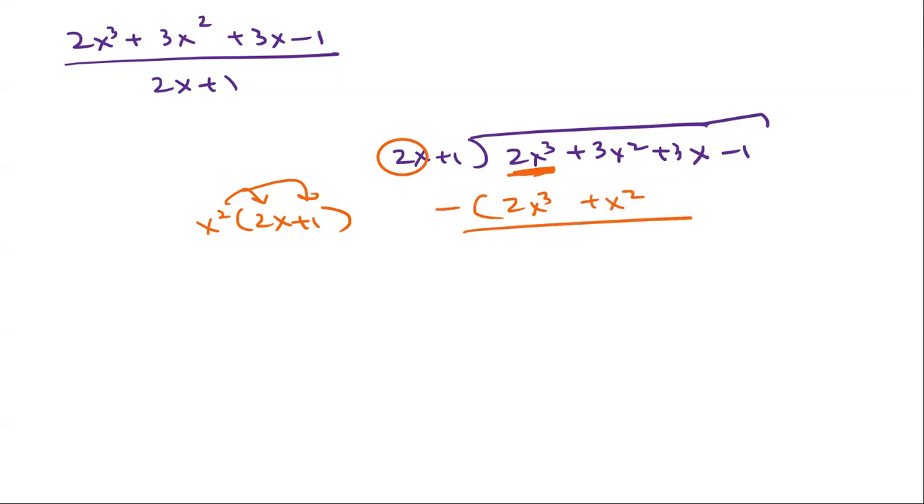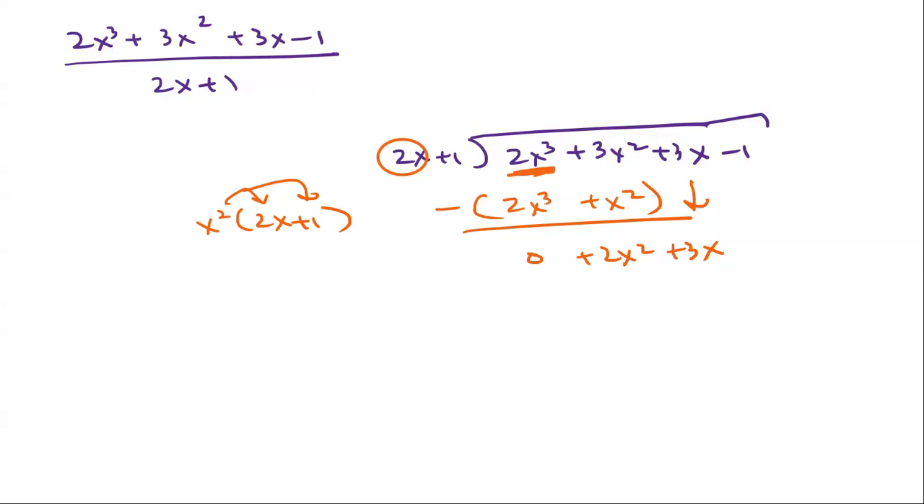Okay, then I subtract. So I subtract the whole thing. All right, so when I do that, 2x cubed minus 2x cubed is going to give me 0. 3x squared minus x squared is going to give me a positive 2x squared. Okay, and then I'm going to drop the 3x down and I get plus 3x. Then I go through it again.